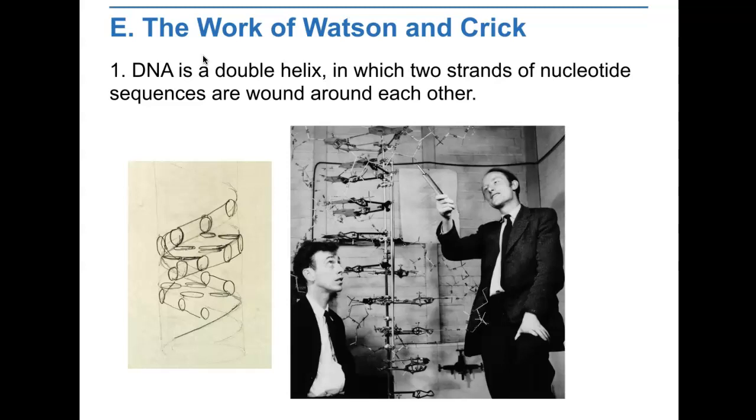Photo 51 contained the clues they needed to construct a model of DNA. The data in Franklin's X-ray pattern enabled Watson and Crick to build a model that explained the specific structures and properties of DNA. The pair published their results in a historic one-page paper in April of 1953. Watson and Crick's breakthrough model of DNA was the double helix. The double helix is where two strands of nucleotide sequences are wound around each other. The double helix explains many of DNA's most important properties.